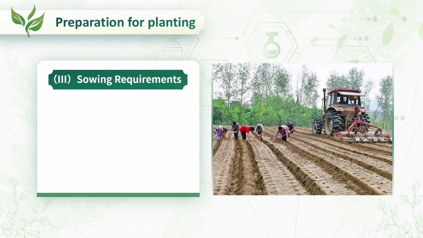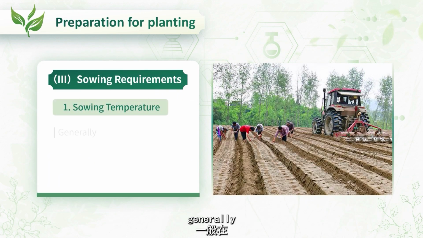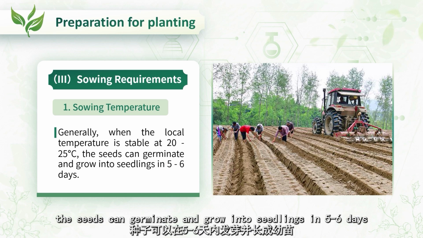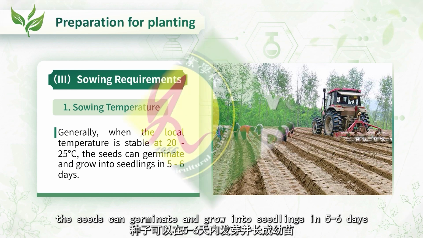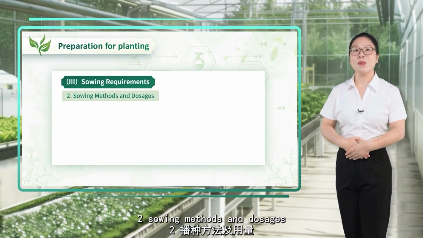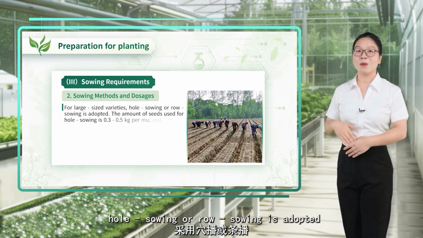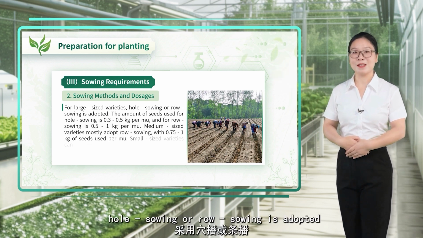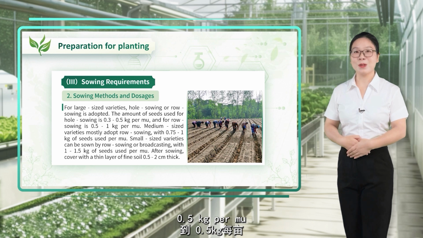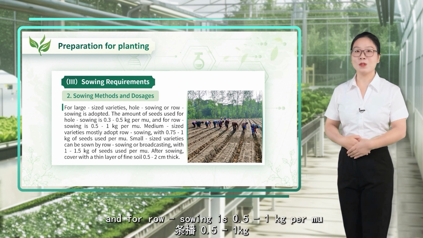Sowing requirements. 1. Sowing temperature. Generally, when the local temperature is stable at 20-25 degrees Celsius, the seeds can germinate and grow into seedlings in 5-6 days. Sowing requirements. 2. Sowing methods and dosages. For large-sized varieties, whole sowing or row sowing is adopted. The amount of seeds used for whole sowing is 0.3-0.5 kg per mu, and for row sowing is 0.5-1 kg per mu.